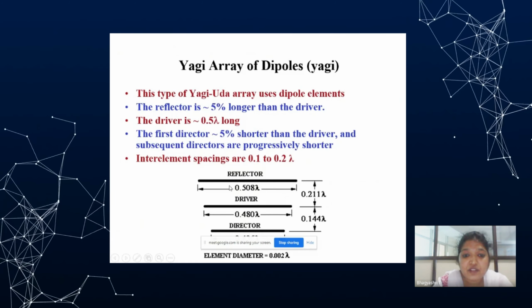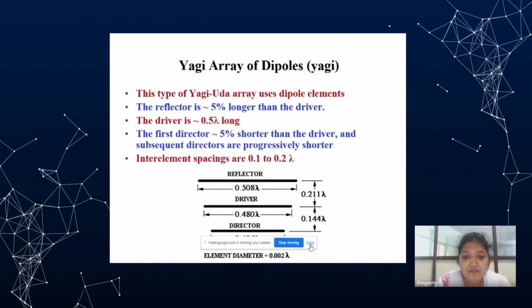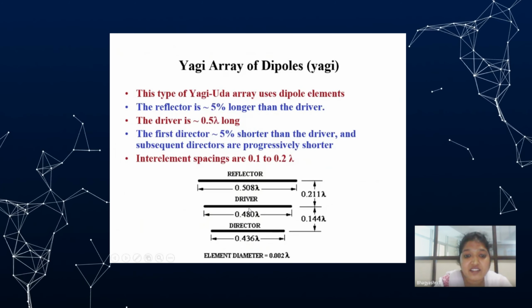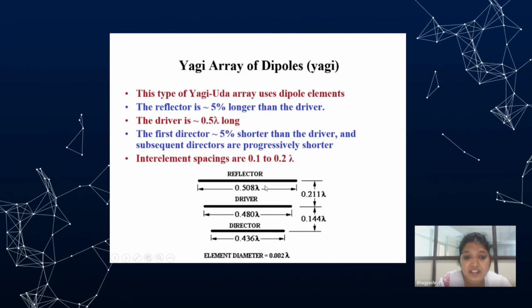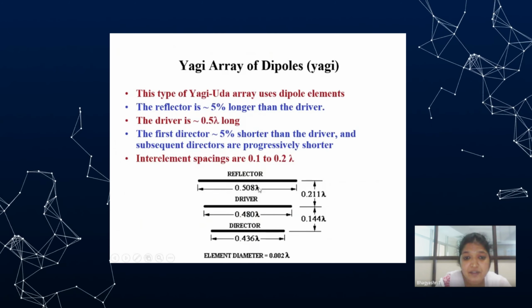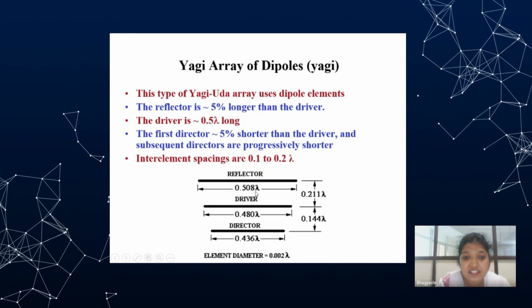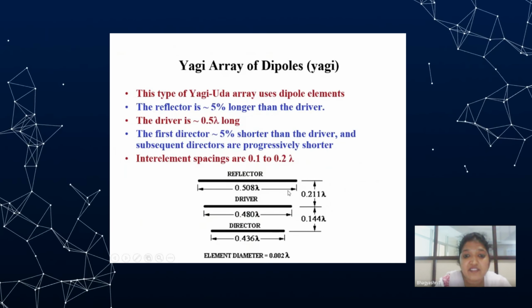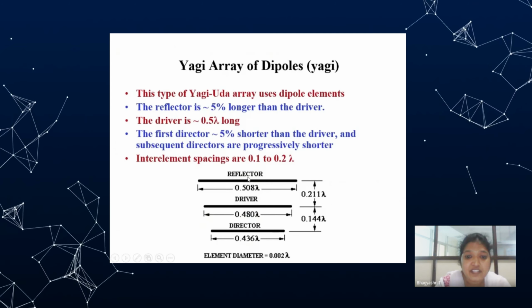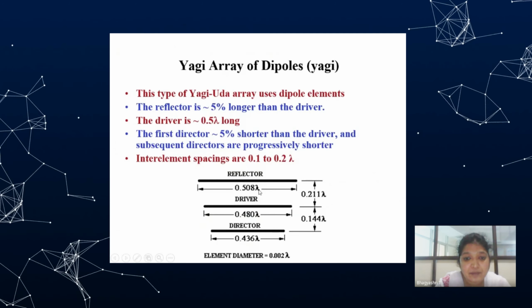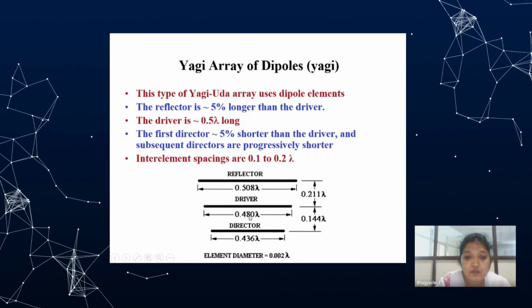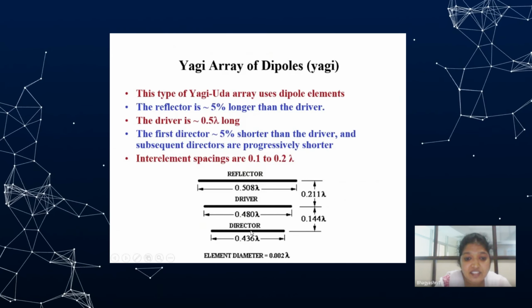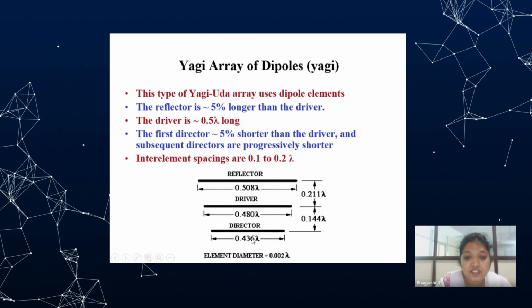So when we start designing an antenna, remember that these are the formulas to design it. Lambda we get from the operating frequency. Lambda is equal to C by F, where C is the speed of light divided by the frequency. So the reflector is 0.508 lambda, the driver is 0.480 lambda, and the third element, the director, is 0.436 lambda.